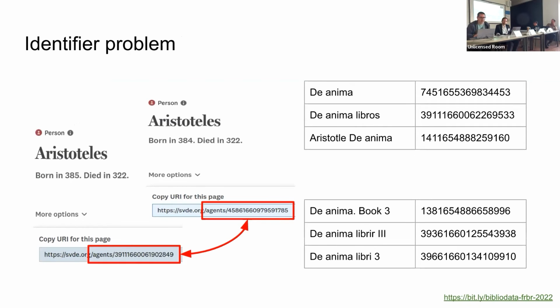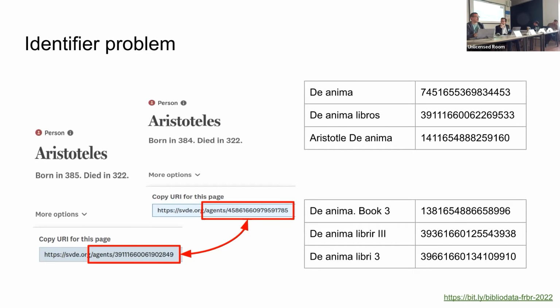So I would like to highlight some of these problems. First, the identifier problem. One of these large FRBR-based projects is SHARE VDE. They create a union catalog based on some national libraries and some large American university libraries. The basic idea is to build a FRBR-based model.